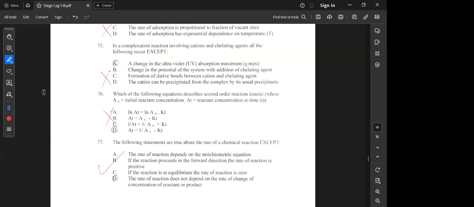Yeah. So based on what has been said to the group, there is a negative, a positive, and a zero activation energy. Okay. Next.